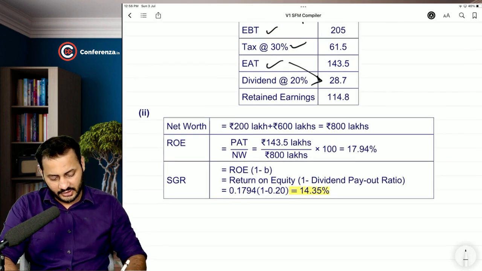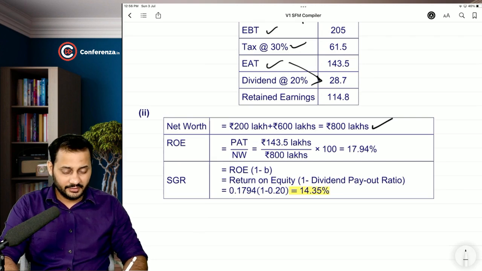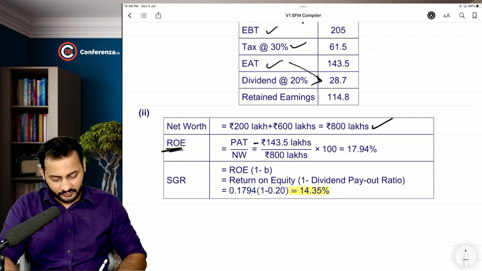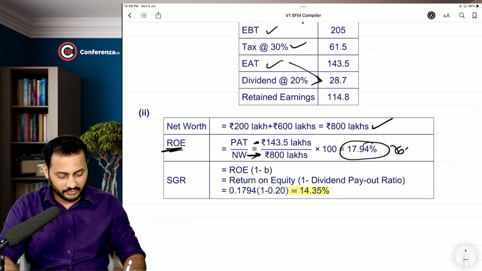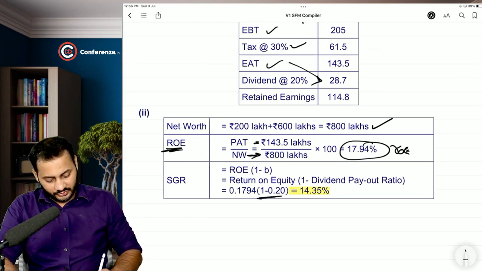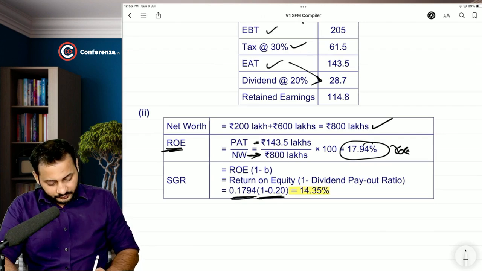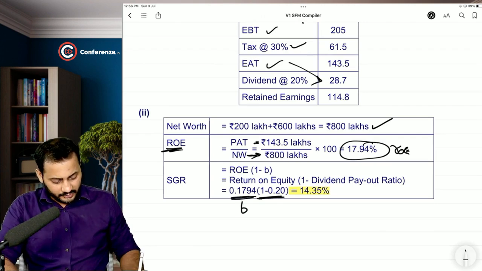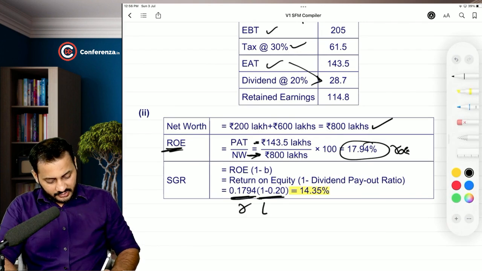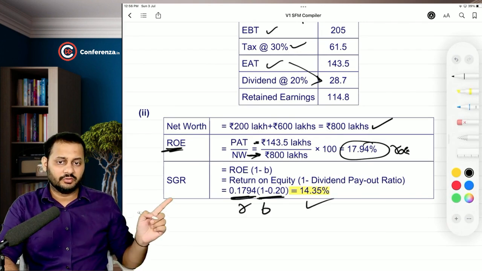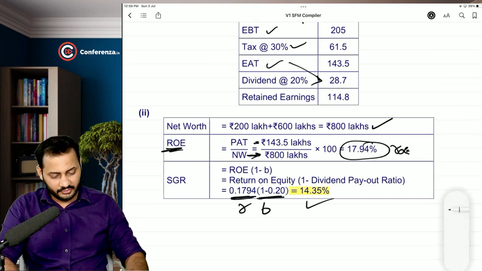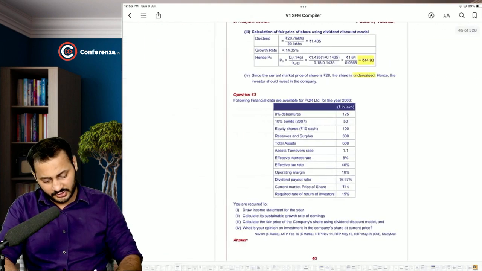Okay, that's good. 800 lakh rupees of the equity. Return on equity is nothing but profit after tax divided by net worth. So 17.94% is your ROE. Retention ratio is 80%. Have a look. Sorry, this is b, this is r. You have reached that growth rate. We're going fast now because everything has been discussed.